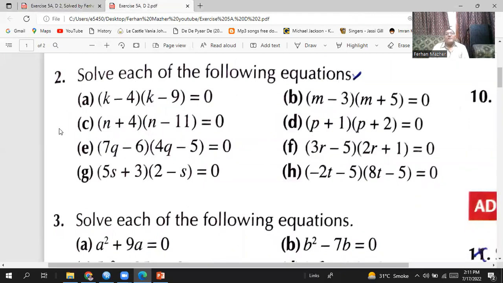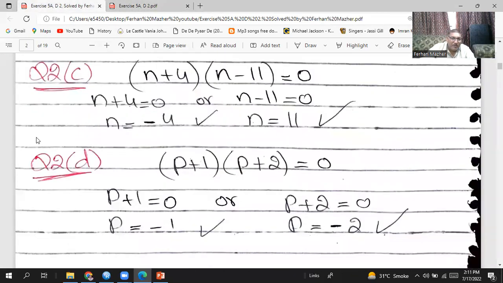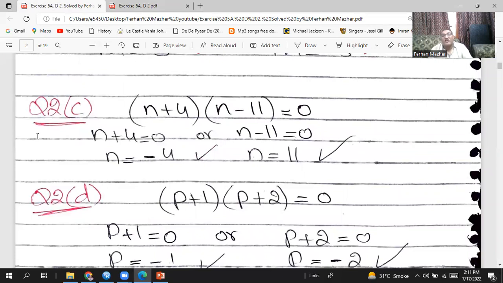Okay, C part, n plus 4 into n minus 11 equals to 0. So that's the C part. We will make both the brackets turn by turn equal to 0, and we will find the value of the variable from there. So n plus 4 equals to 0. So n will be equal to minus 4. N minus 11 is equal to 0. So n will be equal to 11. So there are two solutions of this equation. One is minus 4. The other one is 11.